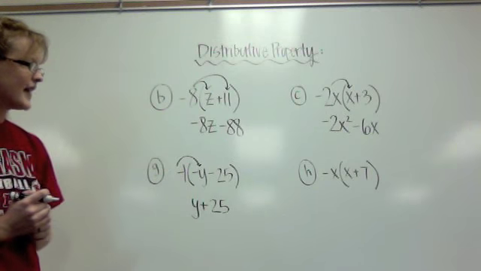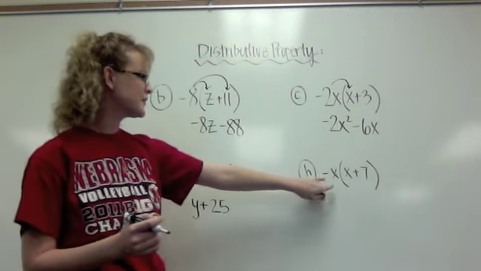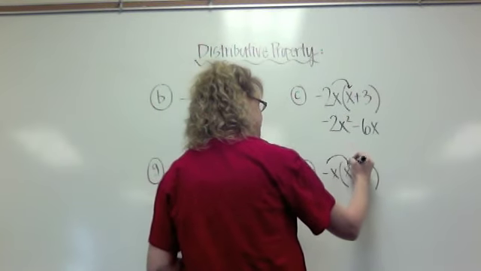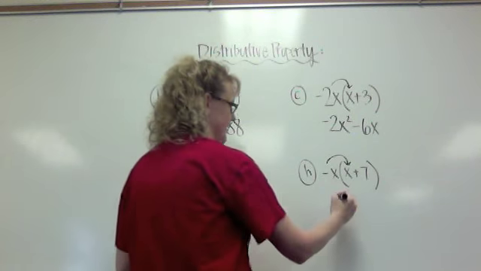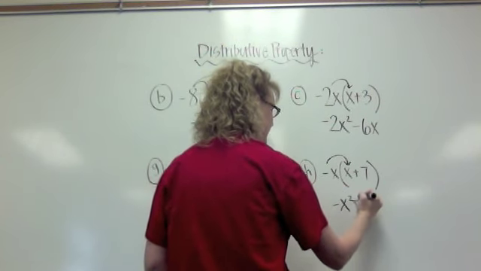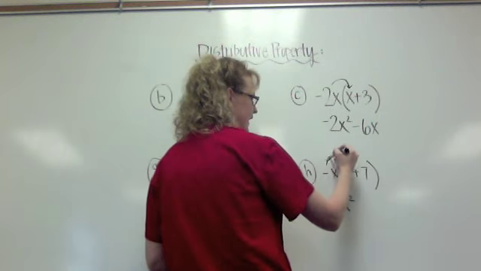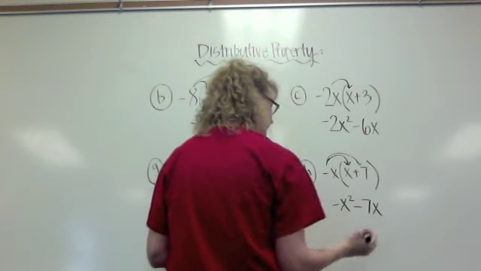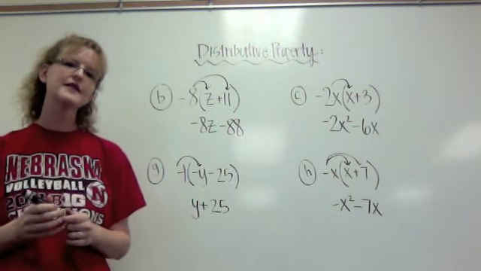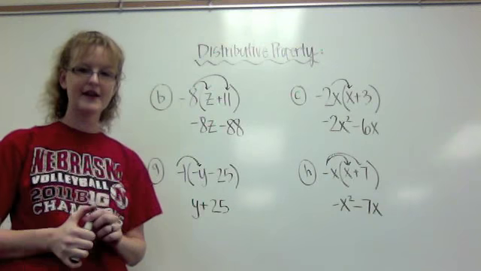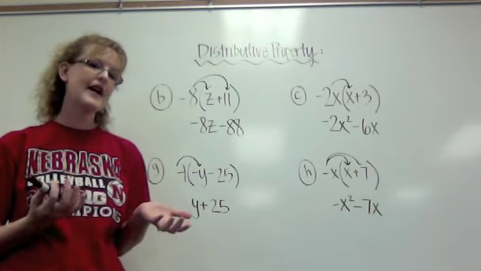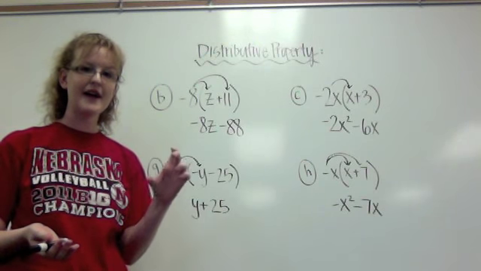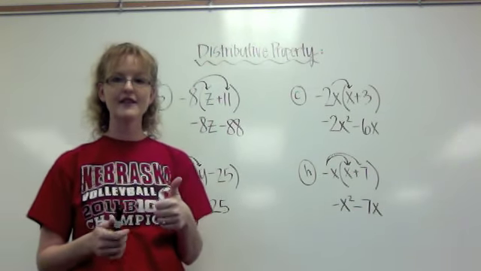On our last example here, H, the thing I'm distributing is the -x. So I'll take the -x times the x and get -x squared. Then I'll take the -x times the 7 and get -7x. My answer on that one, -x squared minus 7x. That is how we use the distributive property. Please complete the remaining 4 examples out of that section, then we'll move on to the next section.